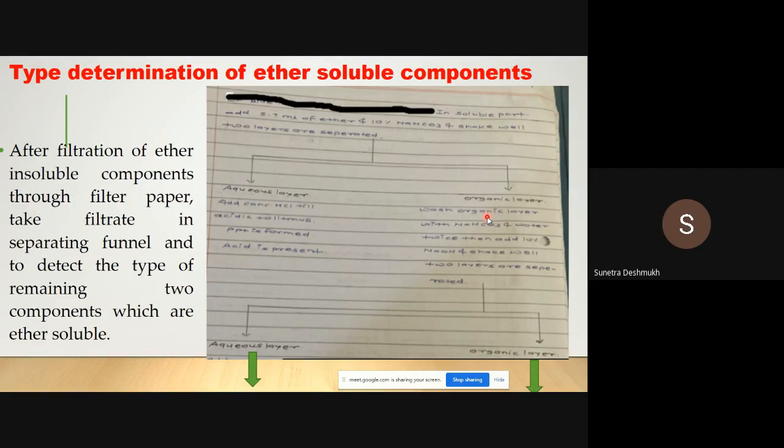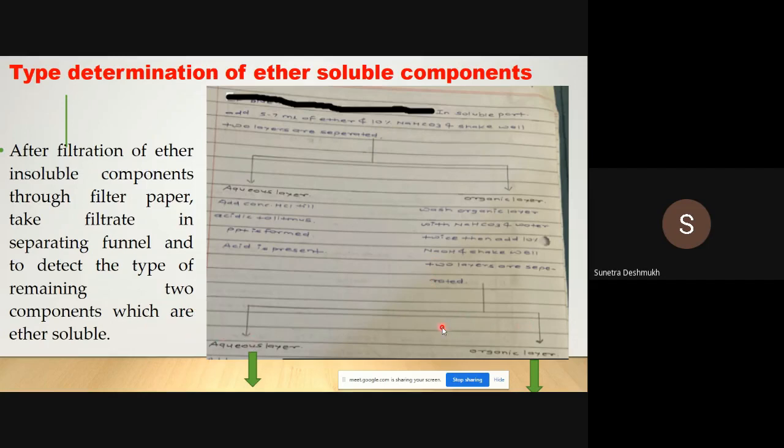In that organic layer, that ether layer, we are again going to add 10% NaOH solution. Now we are going to check whether phenol is present or not. We add 10% NaOH because we want to form the sodium salt of phenol, that means phenoxide. If we add aqueous 10% NaOH to that ether layer, the NaOH will abstract the proton and form the phenoxide ion, which is automatically soluble in water. So again we will get two layers, aqueous layer and organic layer.